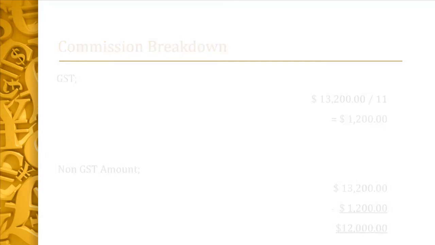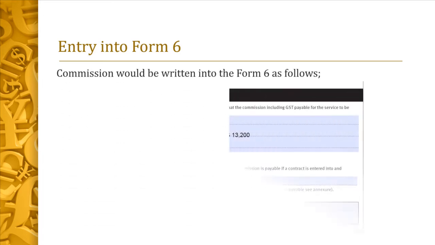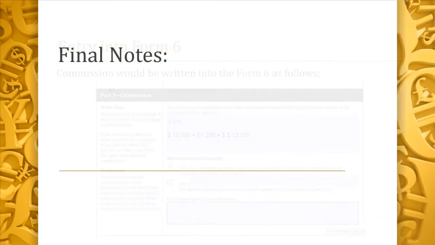Okay, so now we have our calculations, but they are all a little bit backwards. We needed to work backwards in order to get all our figures, but the way we would have to write it into our Property Occupations Form 6 is to go forwards. So most importantly, we have to enter into our part 7 our commission rate of 3.3%, which includes the GST, and then we would write $12,000 plus our $1,200 GST, which gives us the total of $13,200 total commission payable.